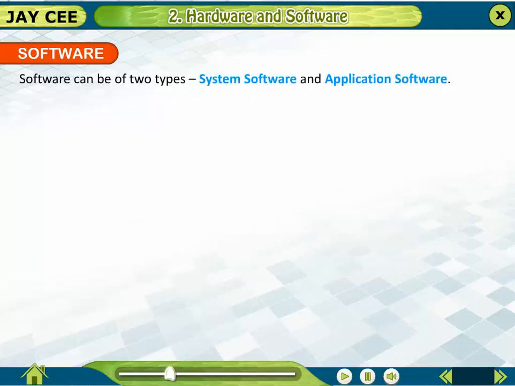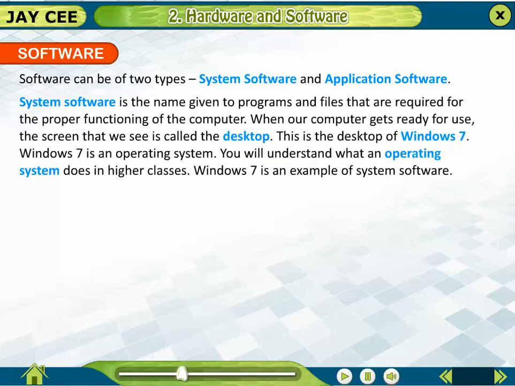Software can be of 2 types: system software and application software. System software is the name given to programs and files that are required for the proper functioning of the computer.